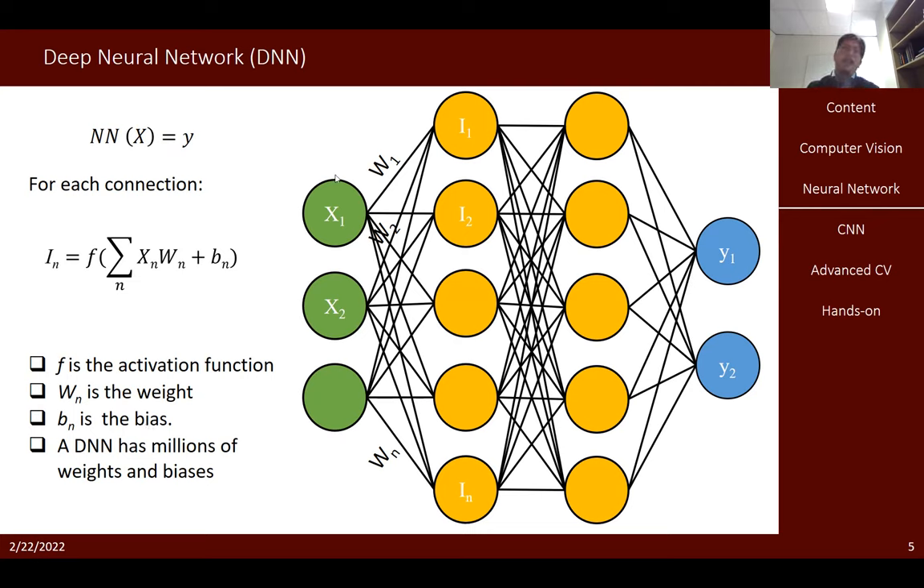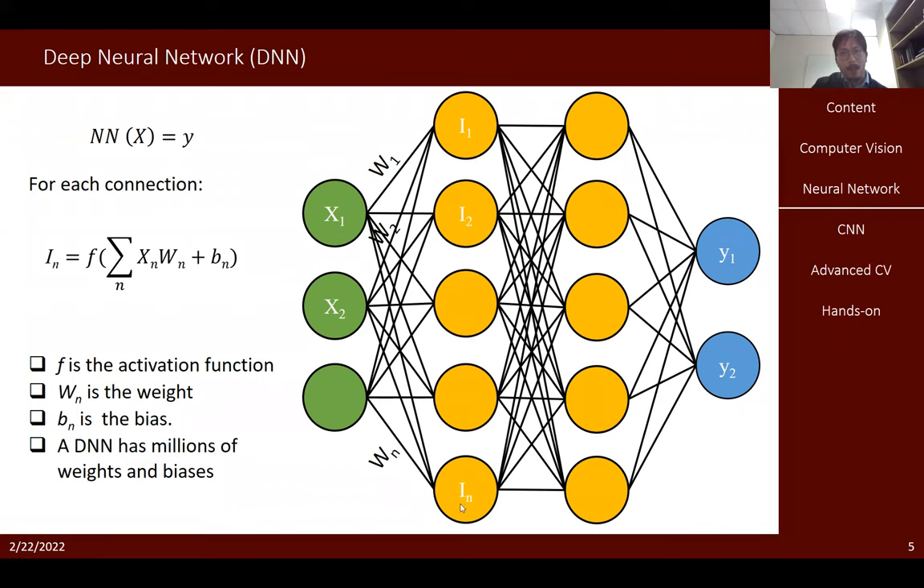So how it works is that we have input numbers, and for each connection, if we want to calculate this I, we use X1 times W1 plus B1 for this connection. We do the same for all the previous connections, and then we sum it up and use an activation function. This activation function is to squash the output of this summation between 0 and 1, so we don't have ridiculously big numbers. We do the same for each neuron here and then pass it down to the next layer.